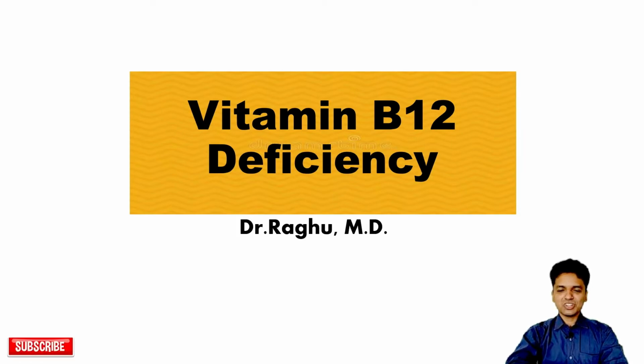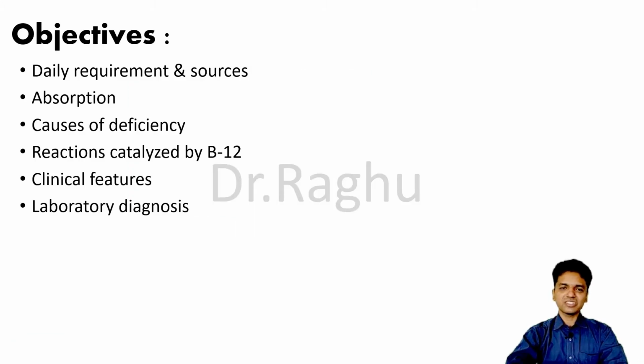So without wasting much time, let's understand under what subheadings we are going to study vitamin B12. The objectives for this session are, we will look into the daily requirement and sources. We will understand a very important mechanism, that is absorption of vitamin B12. Then we will learn the causes of deficiency of vitamin B12. Then coming to the biochemical part, it is very important to understand the reactions which are catalyzed by vitamin B12, because when we understand the reactions catalyzed by vitamin B12, that is when we can easily understand the clinical features. And at last, we will see how vitamin B12 deficiency can be diagnosed using laboratory investigations.